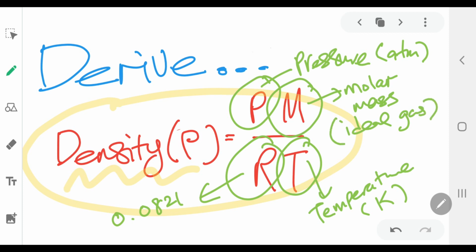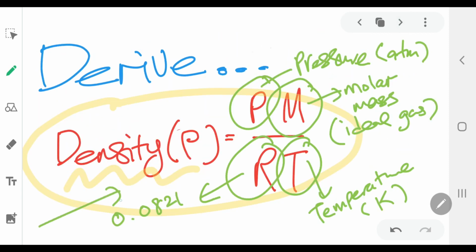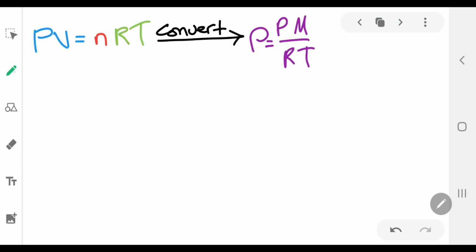So how do we get from PV equals nRT to this? We're going to look at that, and after we have done the derivation, we're going to look at two examples. PV equals nRT, we need to convert into this. That is the symbol for density.